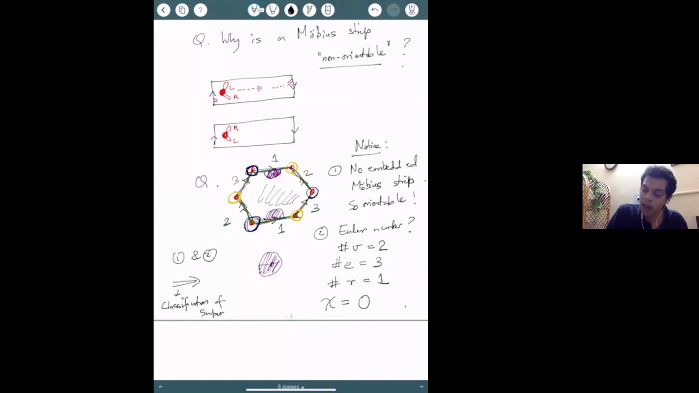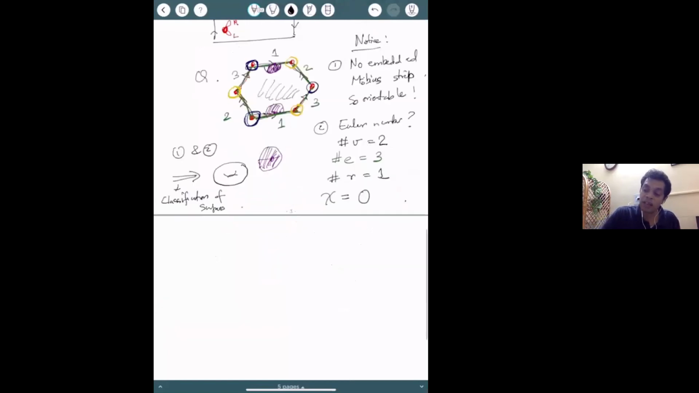this surface must be a torus. Okay, the torus is the surface which has Euler number 0. It's orientable, and it's a closed surface, right? So this is the solution of this other question which I had.